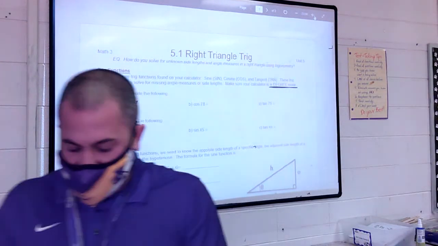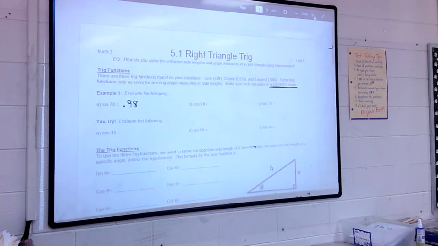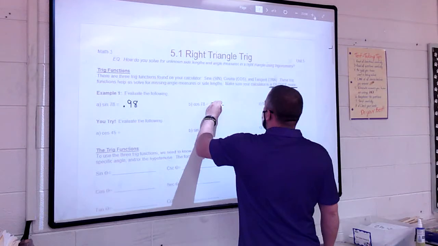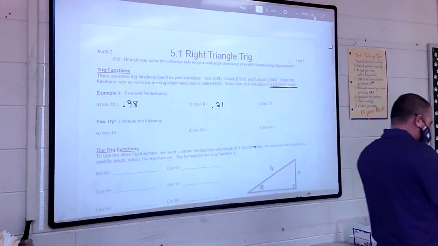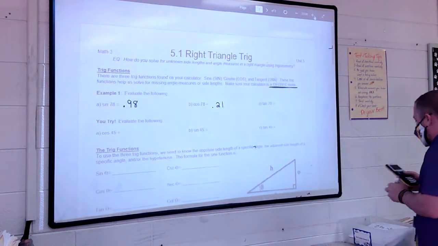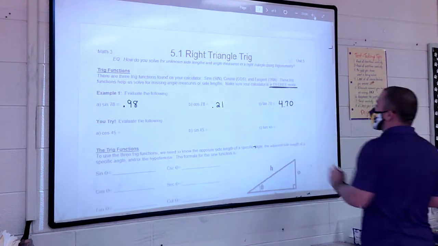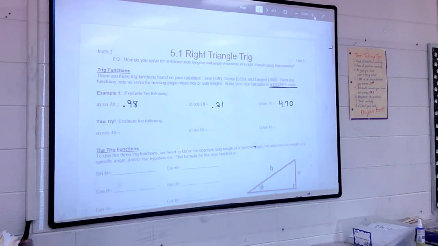Let's find cosine of 78. If I round that to 2 decimal places, what is it? 0.21. And then if I do tangent of 78, that is 4.7, or 4.70. So all I did in example 1, all they're showing you at the very beginning is, here are the buttons on your calculator, right? It's as simple as that. Obviously, all the problems aren't going to be that easy, but that's just the introduction. So here's where it's at on your calculator sometimes.